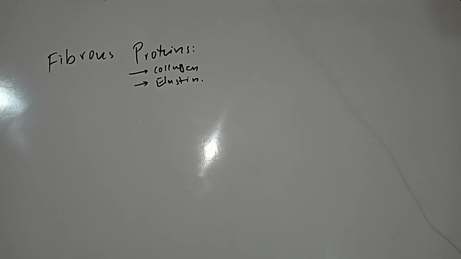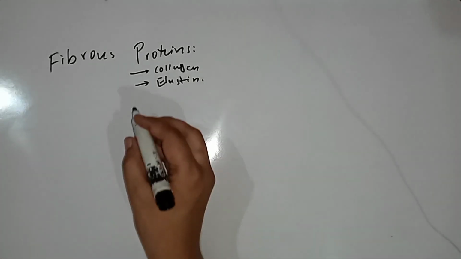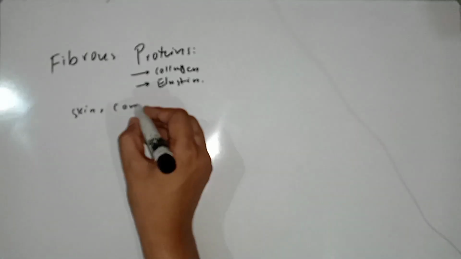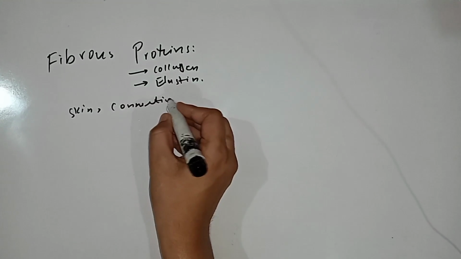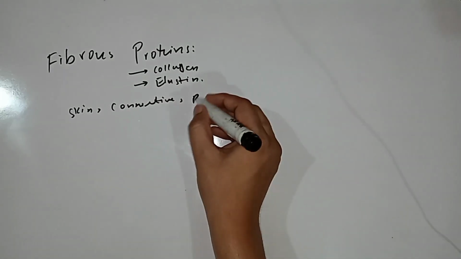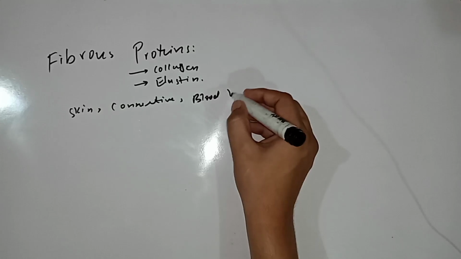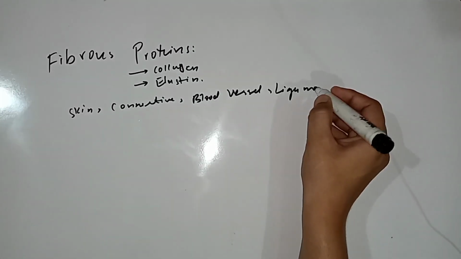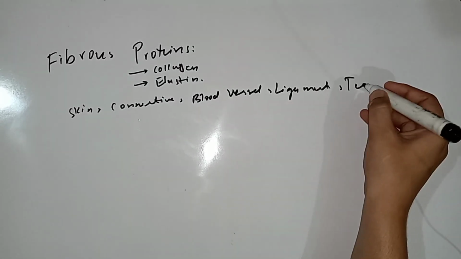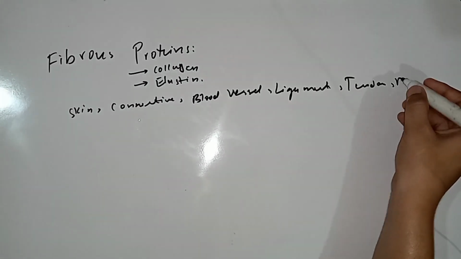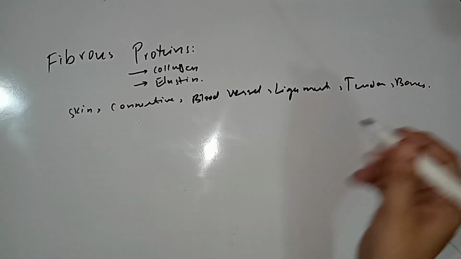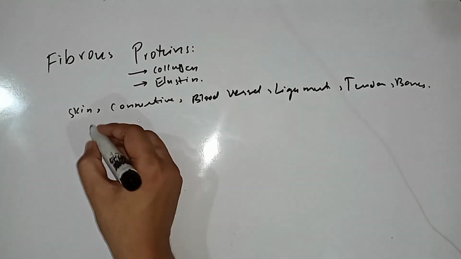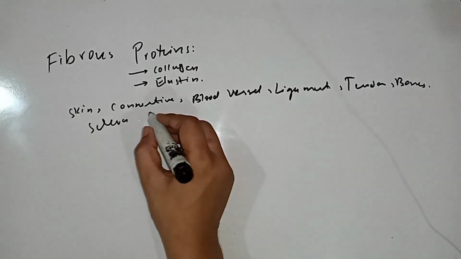For example, they are present in the skin, they are present in the connective tissue, they are present in the blood vessels, ligaments and tendons, bones, and so on. So these are basically structural proteins. They form the structure of the body. They are present in the sclera, they are present in the cornea.